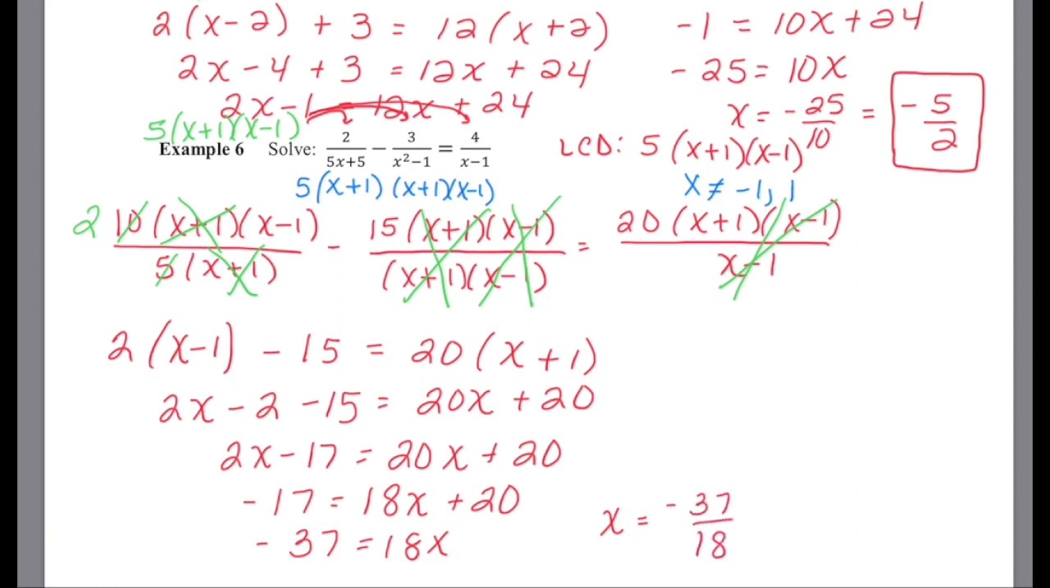Notice that negative 37/18 is not 1 or negative 1, so our answer is good. If for some reason your x value matches the x that it cannot be, it can't be included, and if there's no other options, we would say that there's no solution. But this concludes how to solve rational equations for part 1 of this lesson.